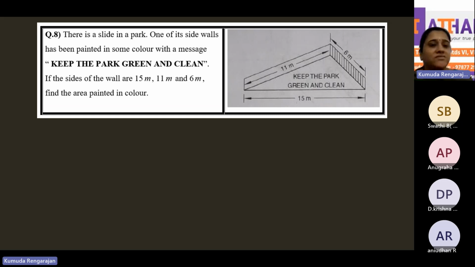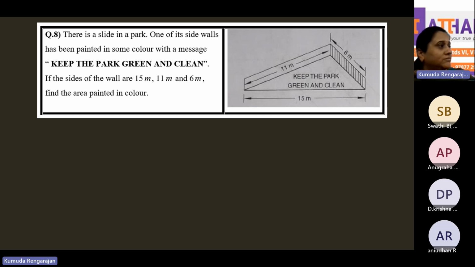There's a slide in a park, and you understand the triangular portion is painted. If the sides of the wall are 15 meters, 11 meters, and 6 meters, find the area painted in color. Only one side is painted. You can see it, only on one side it's written. It's not given that the other wall is also painted with the same message. So leave it.